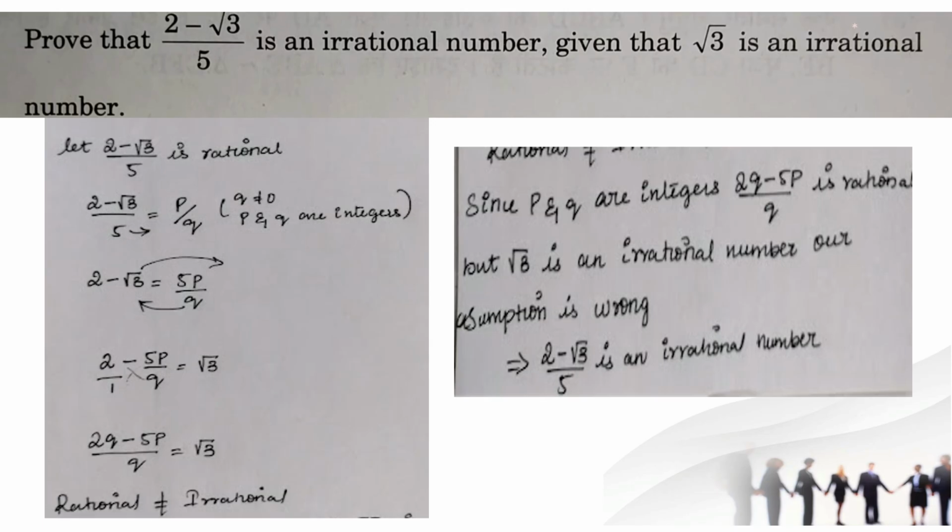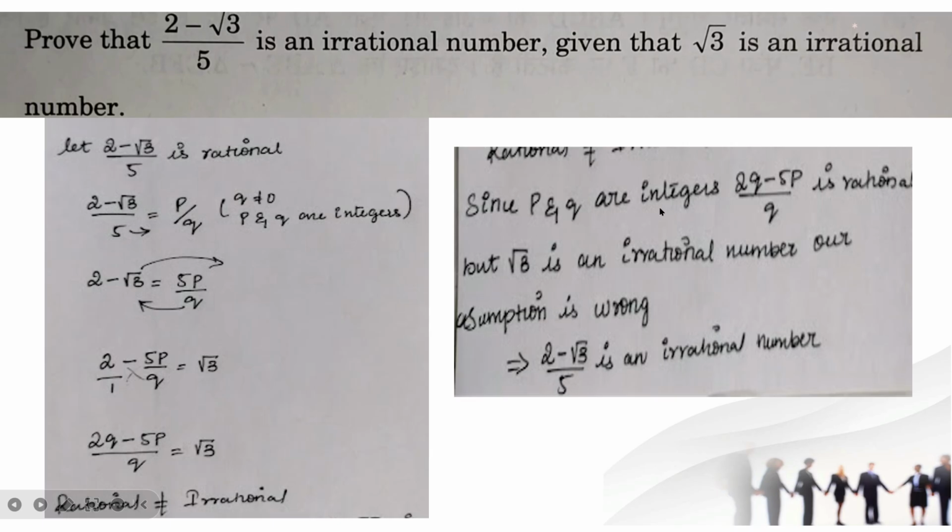If you get confused, you just listen. 2 minus root 3 by 5 is an irrational number, we need to prove, and they said root 3 is an irrational number. First we are taking it as a rational number and we are substituting, and then we are finally saying this side is rational, this side is irrational. How can a rational be equal to irrational? It's not right. When will it be equal? When it is in an irrational format.